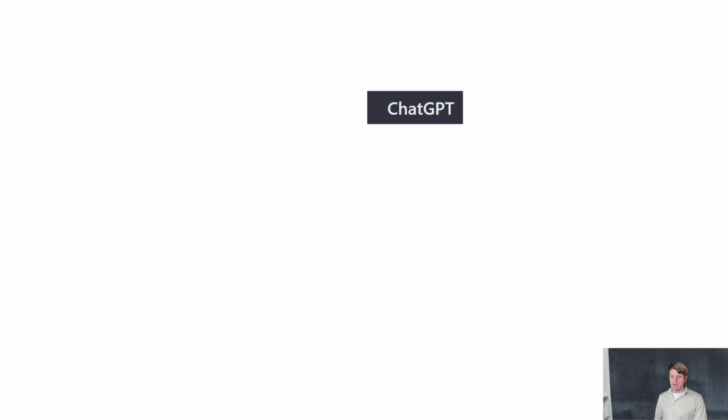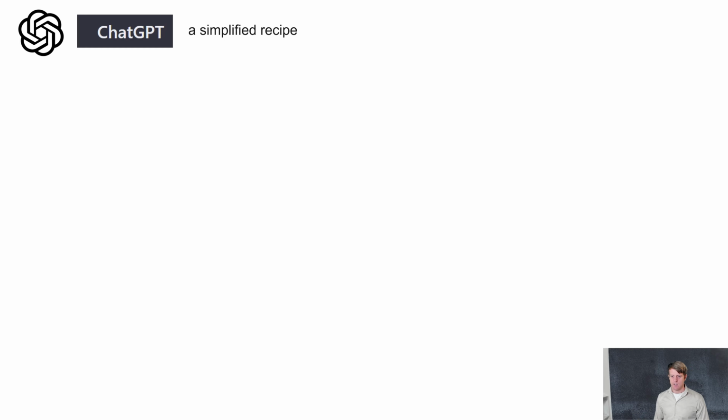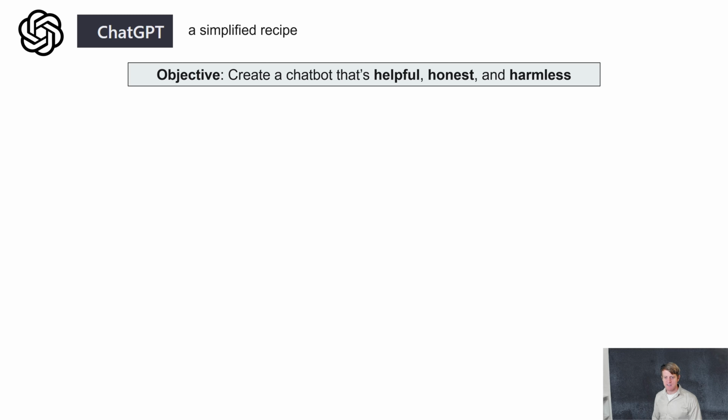So ChatGPT, how was it created? Well, here's a very simplified recipe. First off, you need to have an objective. And the objective that OpenAI, the creators of ChatGPT, set forth was to create a chatbot that's helpful, honest, and harmless. Sounds like a good plan, right?